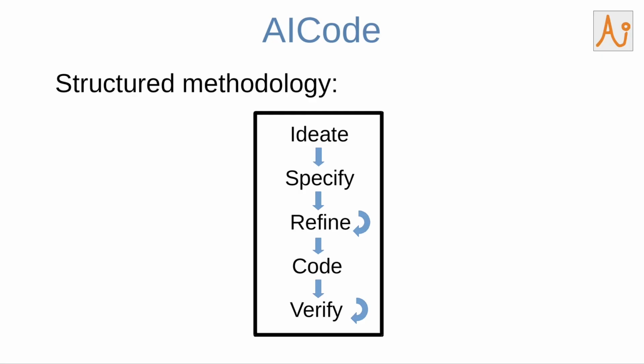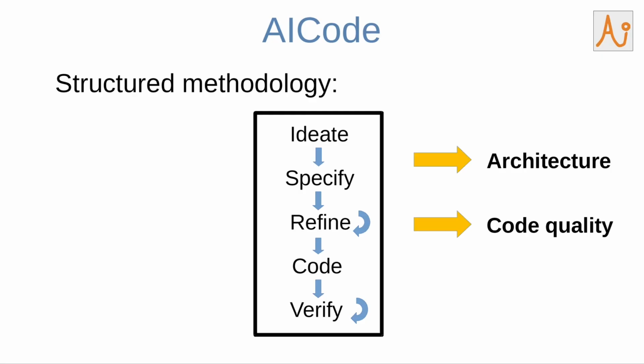This structured methodology makes it feasible to program using the assistance of an AI, while a human developer guarantees a solid software architecture and a high code quality, because he always stays in control. This is how AICode can assist the developer in creating and modifying large enterprise applications that can be maintained in the long run.